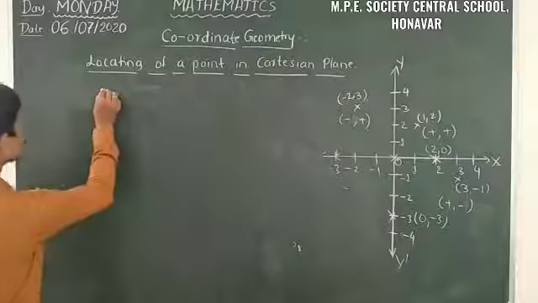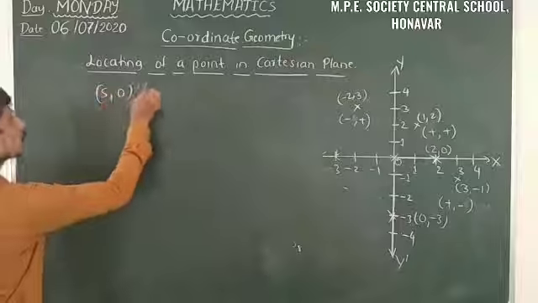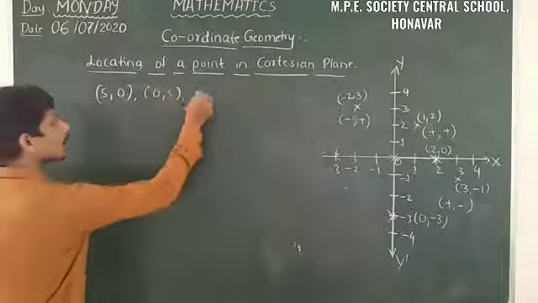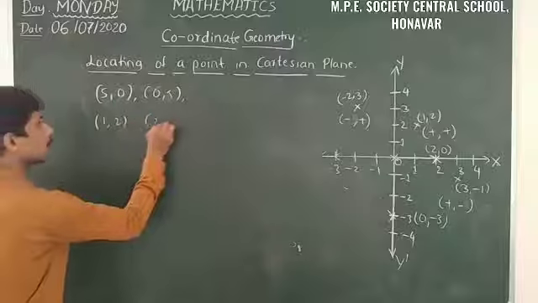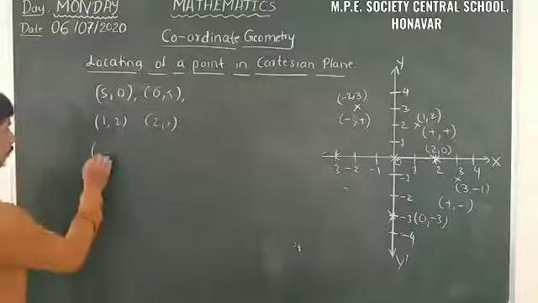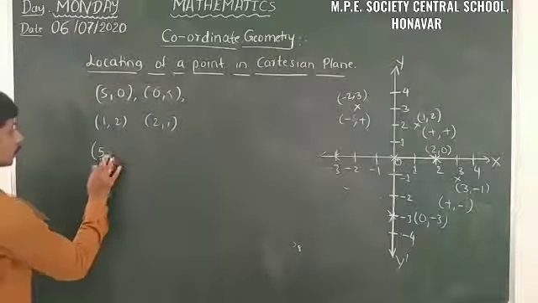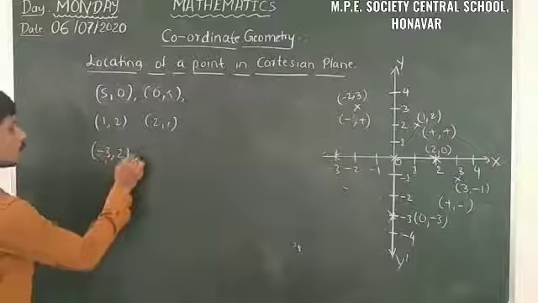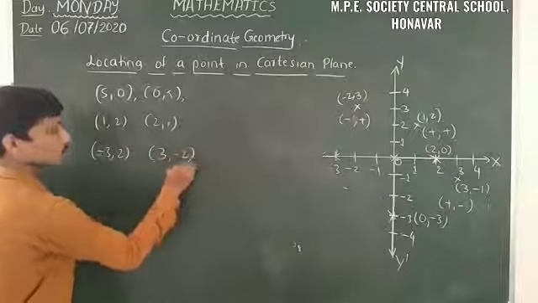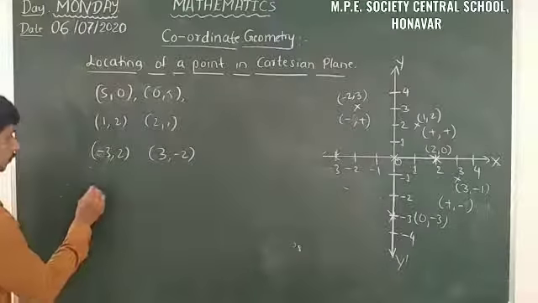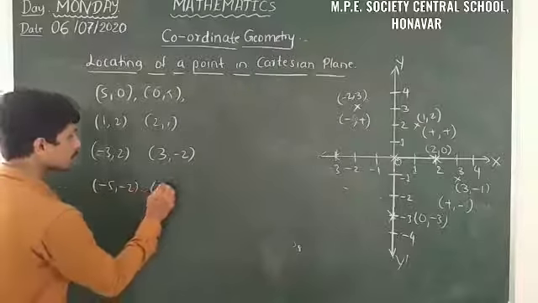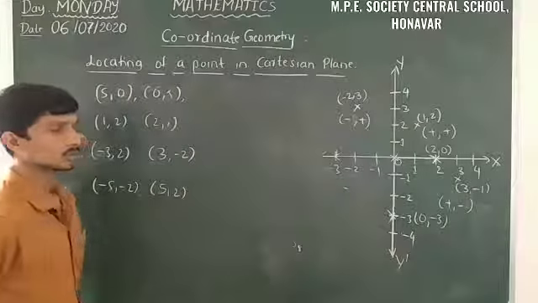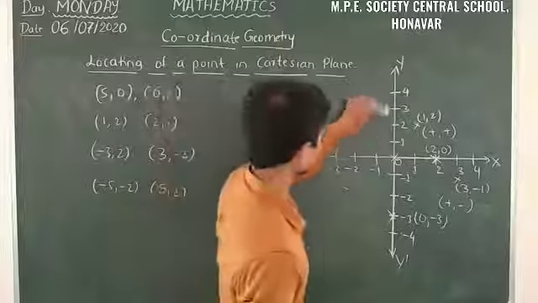For example, (5, 0) and (0, 5), then (1, 2) and (2, 1), then (-3, 2) and (3, -2), then (-5, -2) and (5, 2). Likewise, we have to represent them.